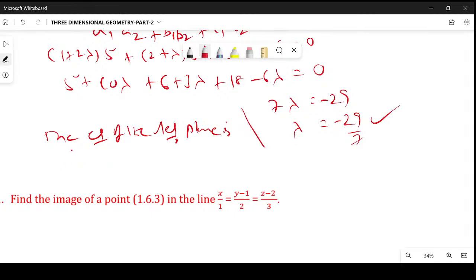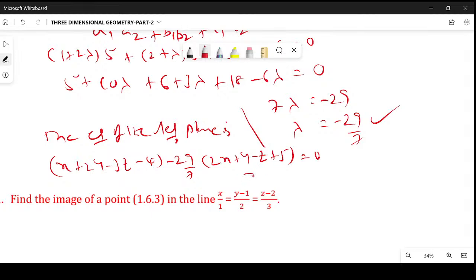The first plane is given: x plus 2y minus 3z minus 4, plus lambda, which means minus 29 by 7, into the second plane 2x minus y minus z plus 5 equal to 0. Now you can simplify.